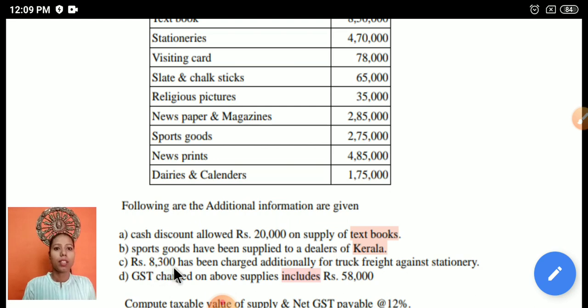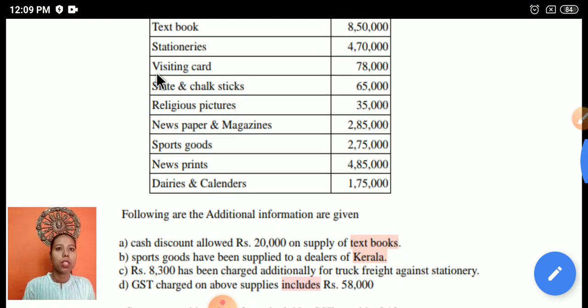Rupees 8,300 has been charged additionally for truck freight against stationery. Now stationery is 4,70,000. Additional charges will be applicable. It is an addable item at the time of calculation.